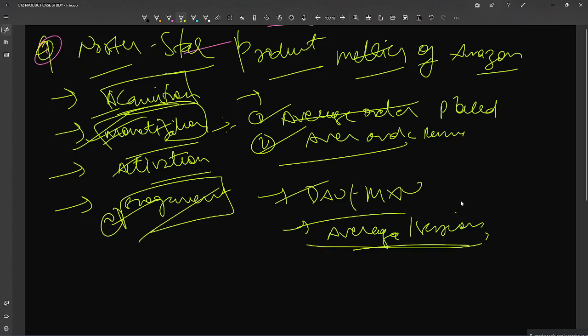So when you are giving an answer in this particular manner, where you are giving a structure, again I am saying give a structure, give a framework to your answer. Otherwise, it will be difficult for everyone to clear these rounds of product. You cannot give random answers like average order revenue. You have to give mature answers like this.